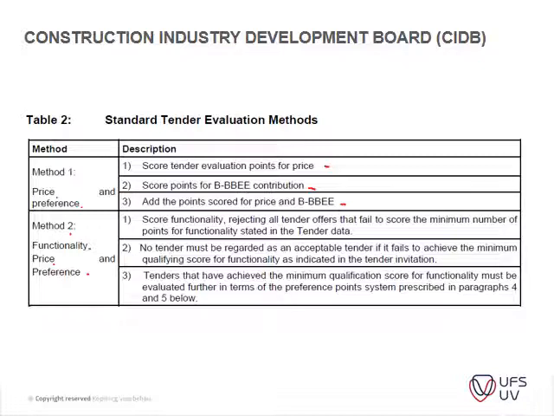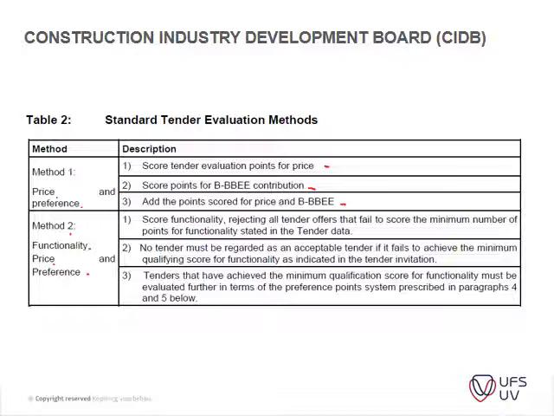So 80-20: 20% of your point score will be allocated according to your BE status, and the remaining 80% will be allocated towards your price. There's also a scorecard given by the CIDB, and the tender is evaluated according to that.